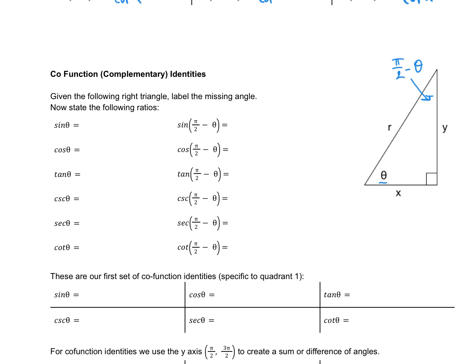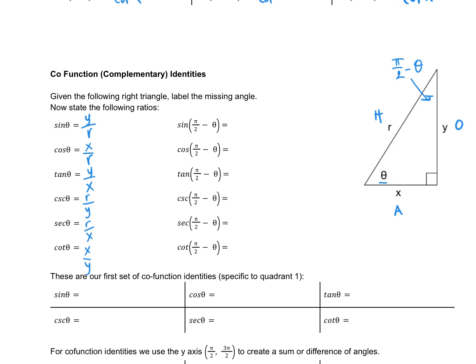So the first thing I'm going to do here is write all 6 trig ratios using theta as my reference and then using this pi over 2 minus theta as my reference. I'll start with theta. So here's opposite, adjacent, and hypotenuse. So sine is y over r, cos is x over r, just adjacent over hypotenuse, tan is y over x, and now our reciprocals. R over y, r over x, and x over y. So we're just doing some SOHCAHTOA here, and then reciprocals.